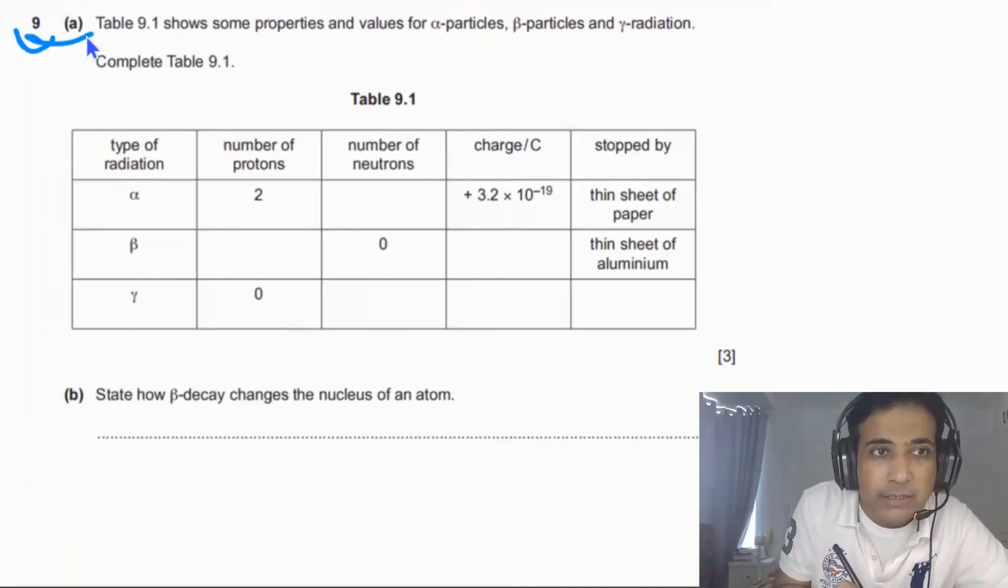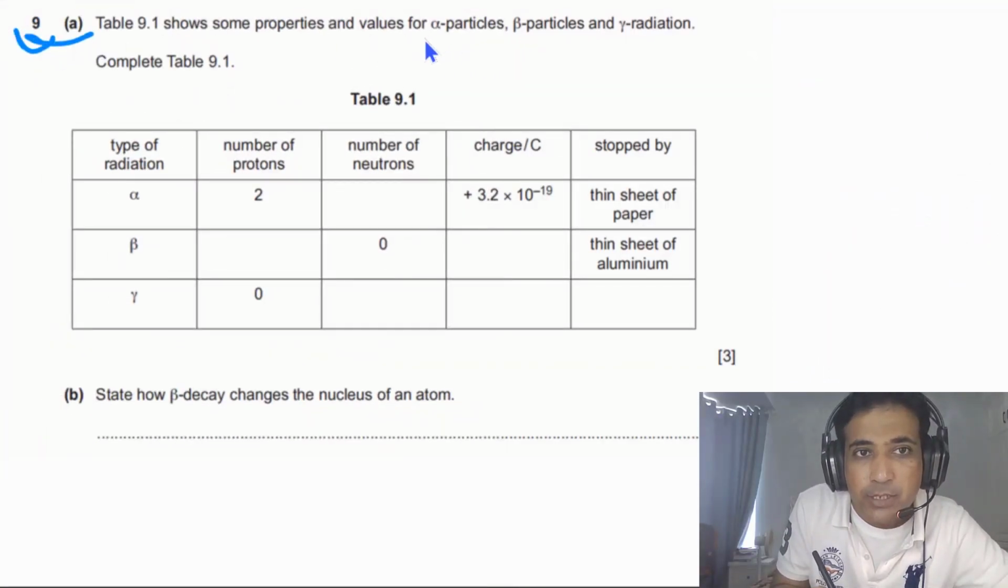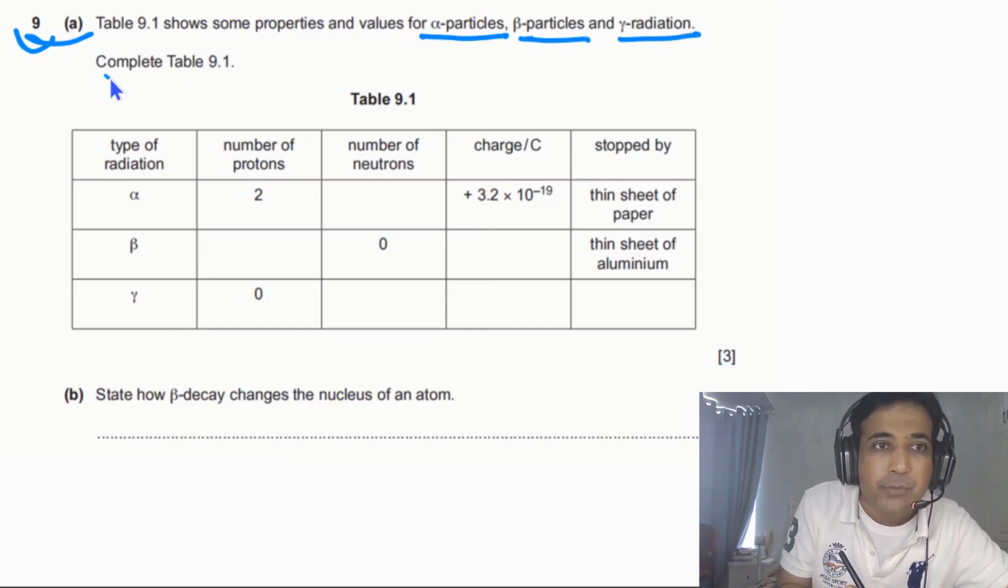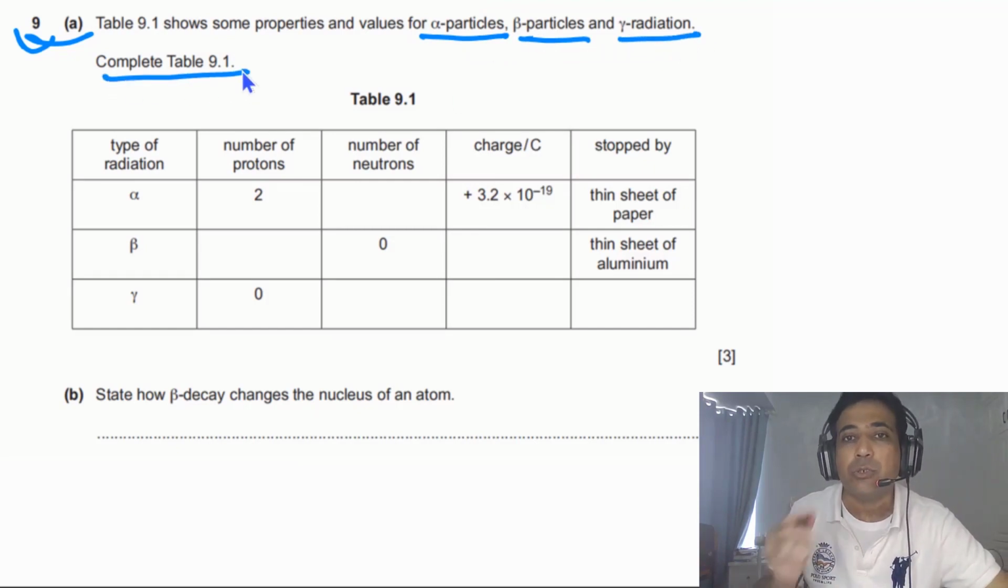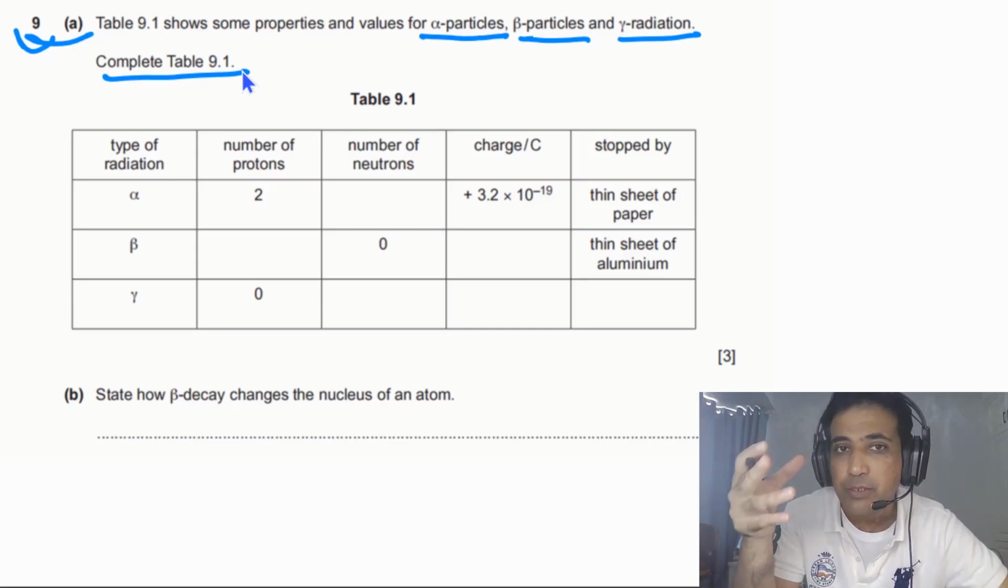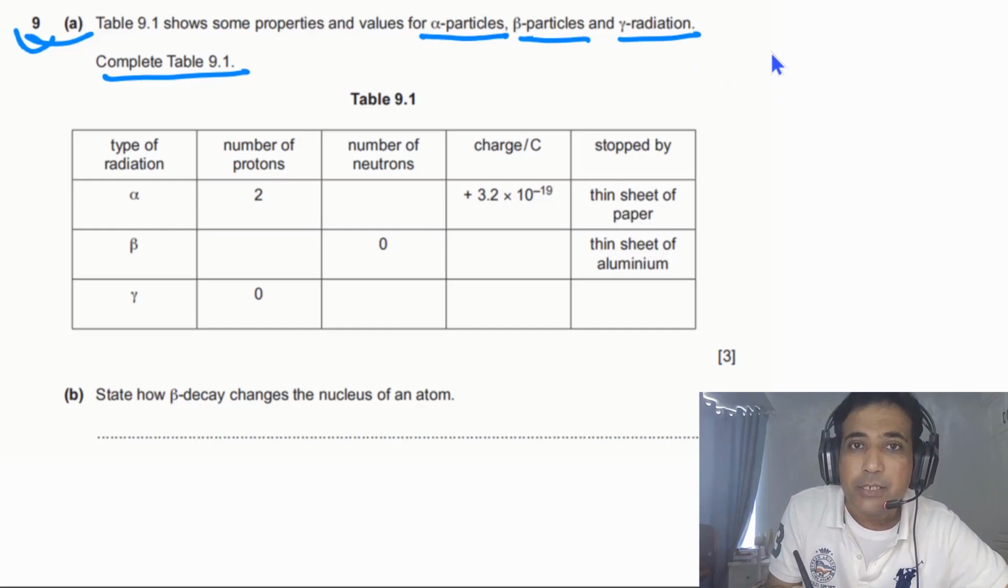Question 9, part A says table 9.1 shows some properties and values for alpha particles, beta particles, and gamma radiation. Complete table 9.1. In order to answer this question, first of all, we need to understand the properties of alpha particle, beta particle, and gamma radiation. Let's try to understand the properties of these particles and radiations.